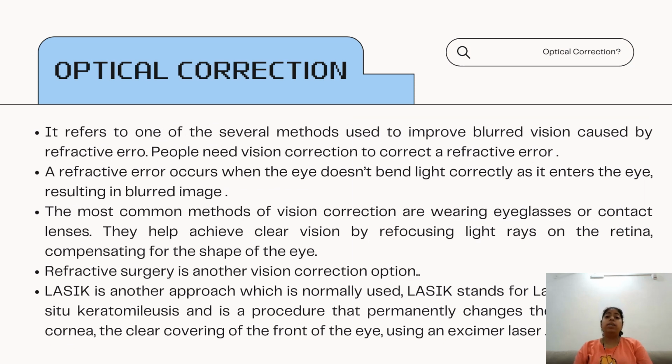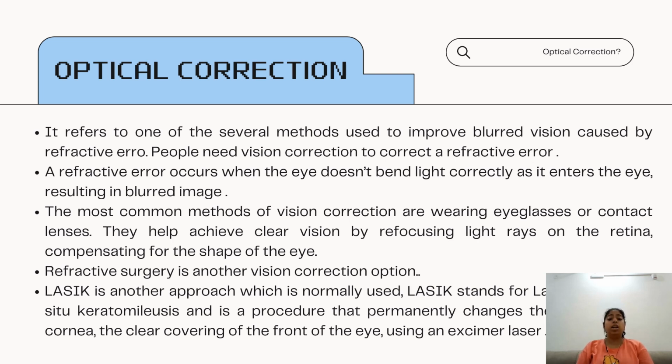As we have looked at optical defects, now let us look at optical correction. It refers to one of the several methods used to improve blurred vision caused by refractive errors. People need vision correction to correct a refractive error. A refractive error occurs when the eye does not bend light correctly as it enters the eye, resulting in a blurred image. The most common methods for vision correction are wearing eyeglasses or contact lenses. They help achieve clear vision by refocusing light rays on the retina, compensating for the shape of the eye.